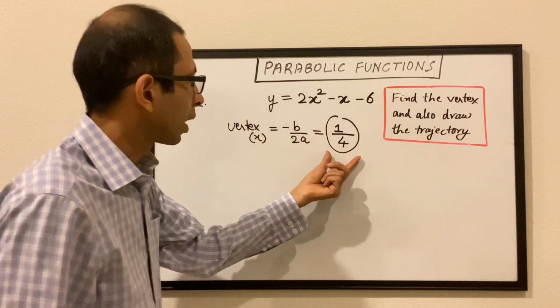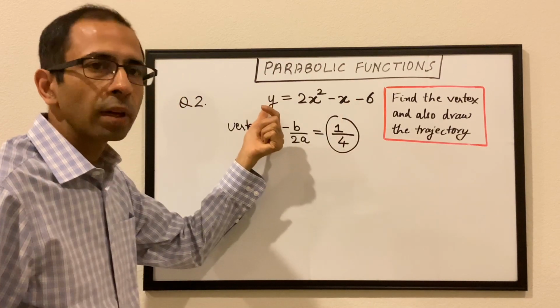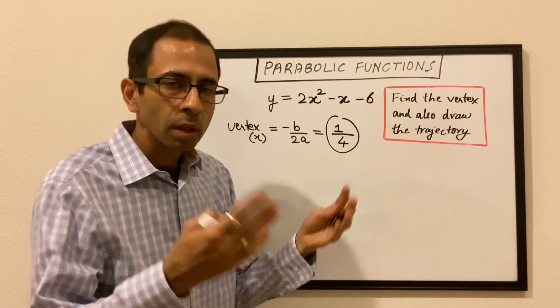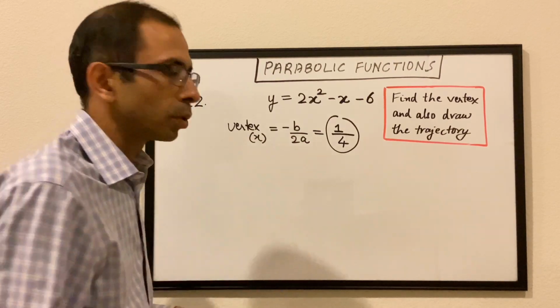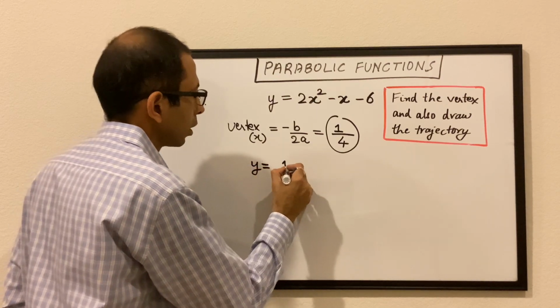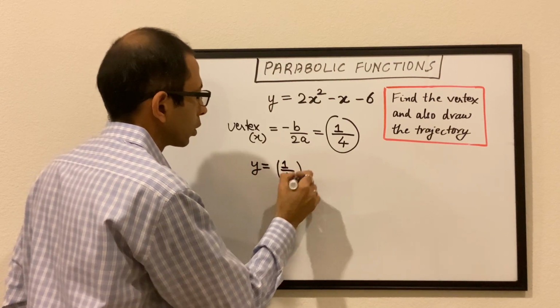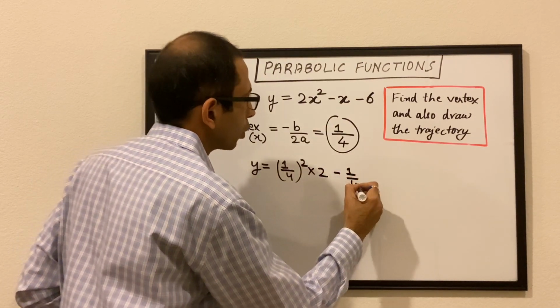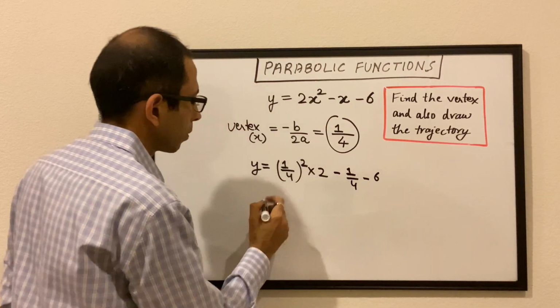Now we can plug in this value of x and find the corresponding value of y, which would give us the y coordinate of the vertex. So hence we will know the complete coordinate of the vertex. Let's do that here. You will just plug in 1/4 squared times 2 minus 1/4 minus 6, correct?